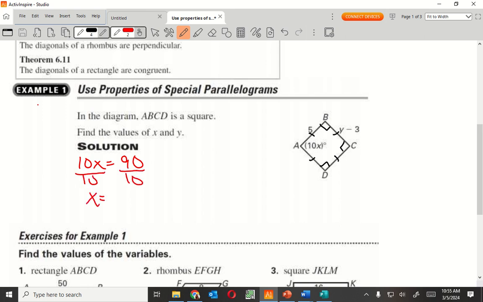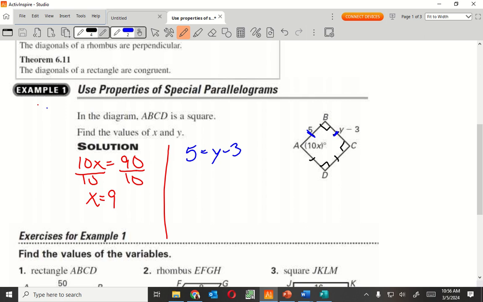X is 9. Very good. Is that pretty easy? Okay. All right, so we took care of the x. Now let's do y. So the y has to do with the sides over here. So I know that these sides right here are congruent. They are congruent, very good. They are congruent, so that means that they're equal. So I could say that 5 is equal to y minus 3.